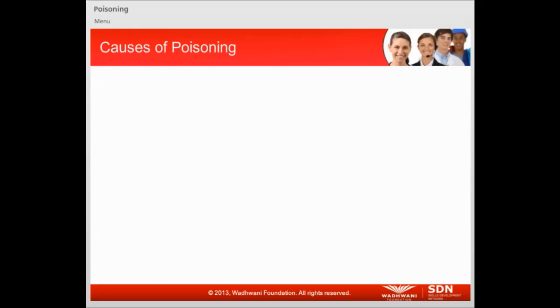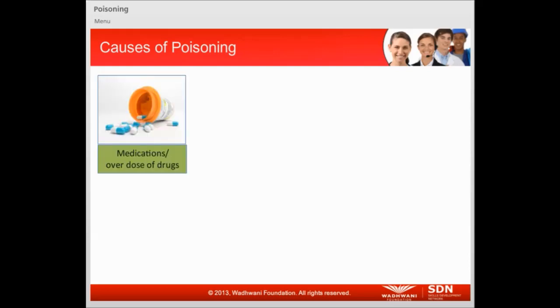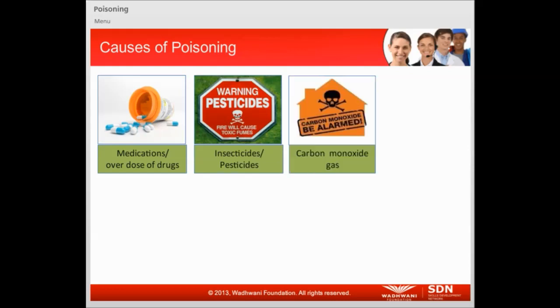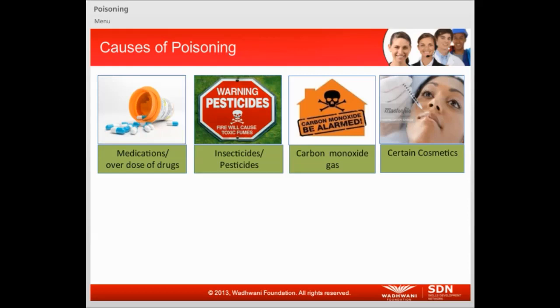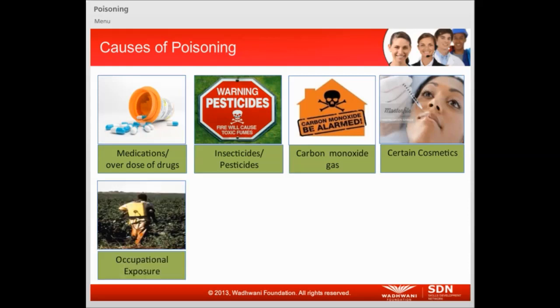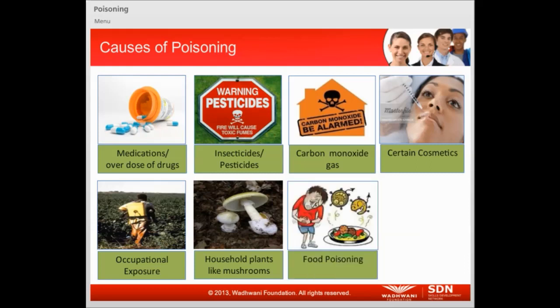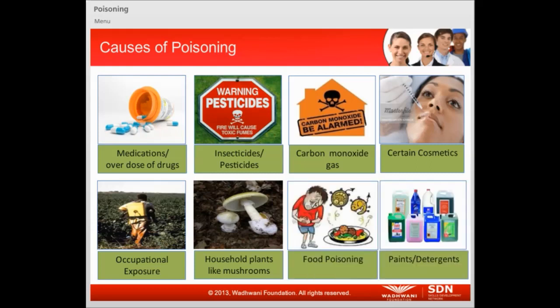The causes of poisoning are medications or overdose of drugs, insecticides or pesticides, carbon monoxide gas, certain cosmetics, occupational exposure, household plants like mushrooms, food poisoning, paints or detergents.